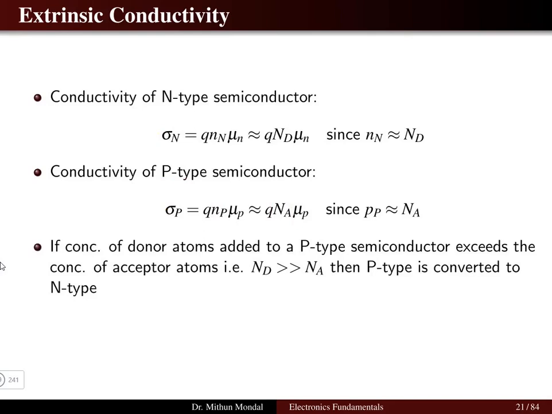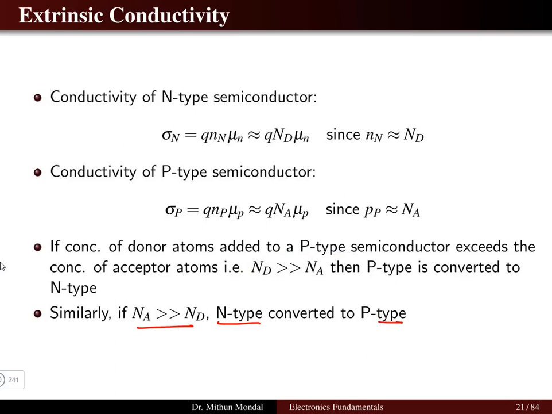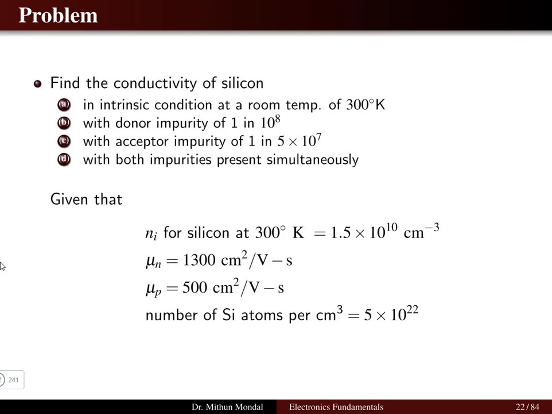In case of a p-type semiconductor, donor atoms can be added to exceed the acceptor impurity atoms. If Nd is very much greater than Na, then p-type can be converted to n-type. Similarly, you can convert n-type to p-type if Na is very much greater than Nd. So an n-type semiconductor can be converted to p-type, or p-type to n-type, depending upon whether the donor or the acceptor impurity atoms are more. Let us solve one problem to understand the phenomenon of semiconductor conductivity for a silicon material.